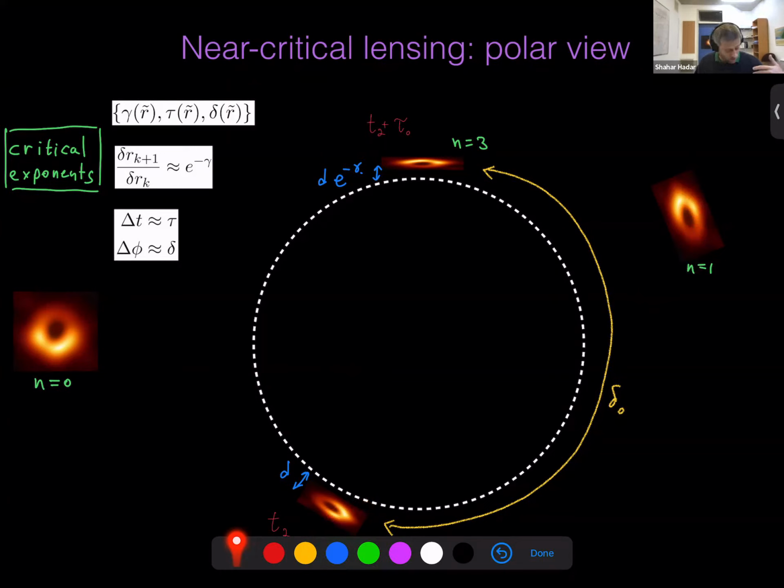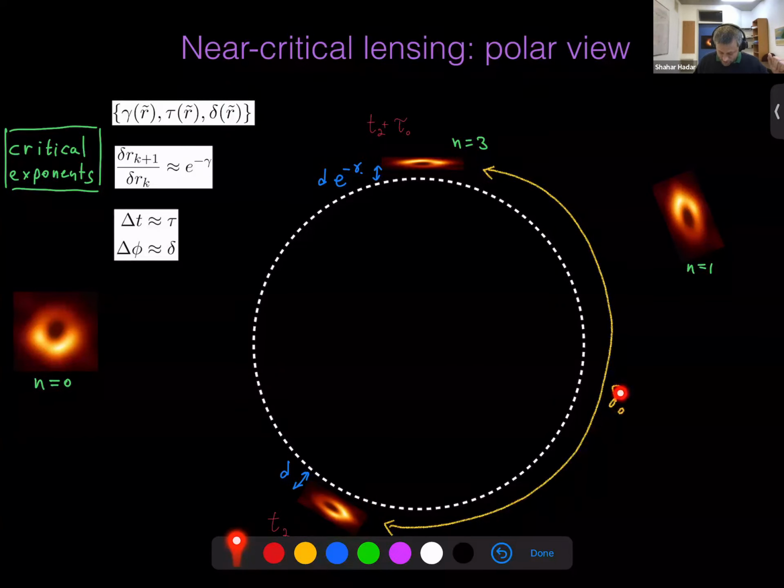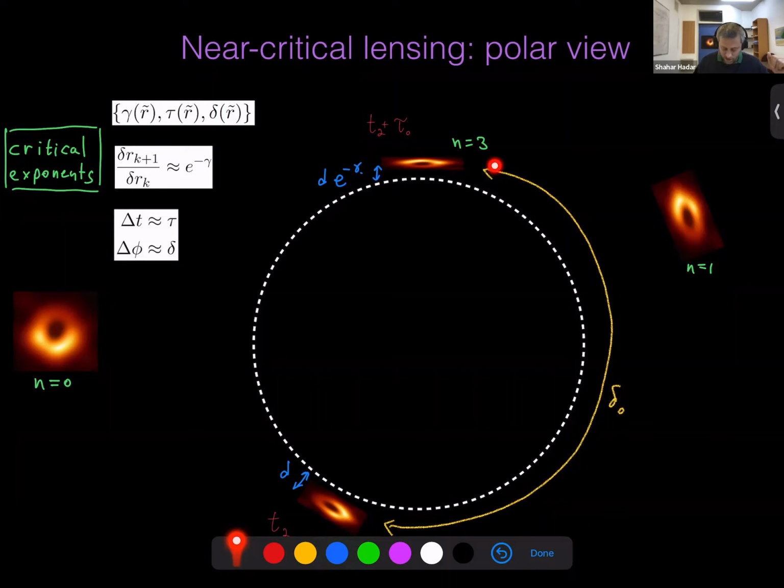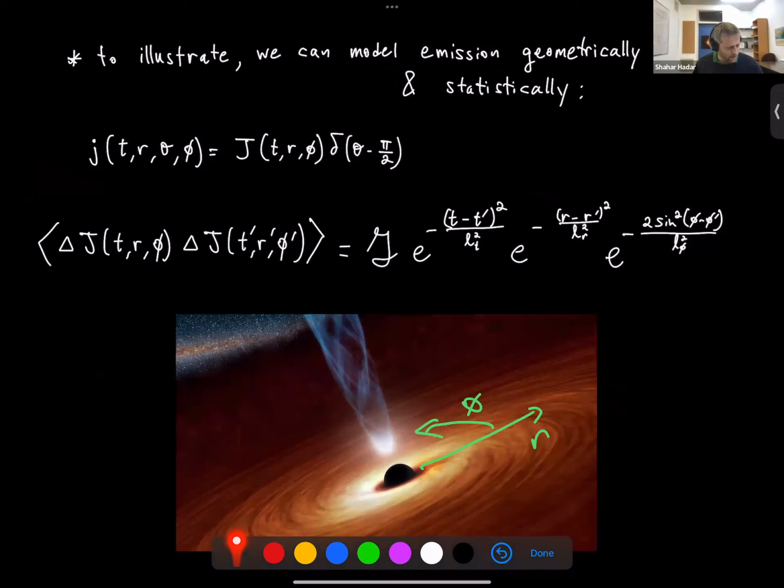And then in the n goes to infinity limit, which, as I said, starts already from pretty low n, these subsequent images will be related by a shift in delta along the azimuthal direction, by a shift in tau along the temporal direction, which is time, and subsequent images will appear exponentially closer to the critical curve by a factor e to the minus gamma. This is how these critical parameters affect the subsequent images. And this can be used to do an analytical calculation of this photon ring autocorrelation function.